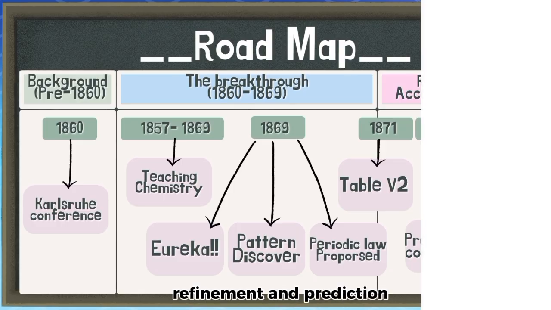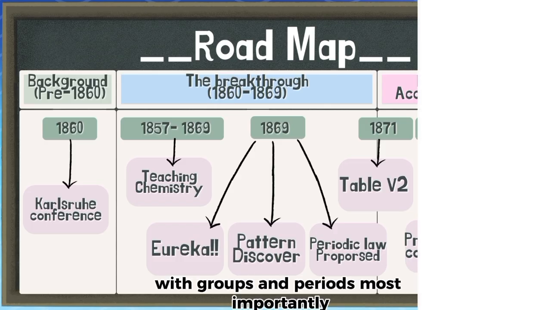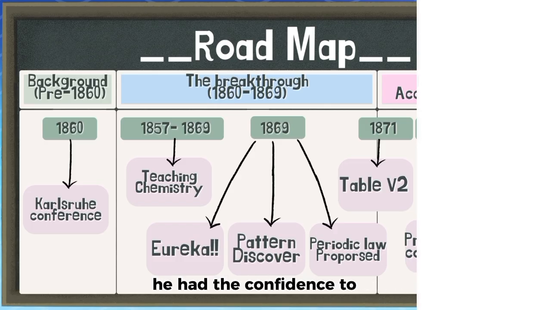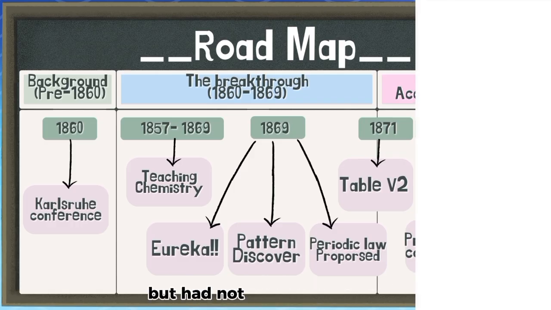Refinement and prediction, 1869 until 1871. Mendeleev didn't stop at his first version. He refined his table, creating a more advanced version with groups and periods. Most importantly, he had the confidence to leave gaps in his table for elements he believed must exist but had not yet been discovered.